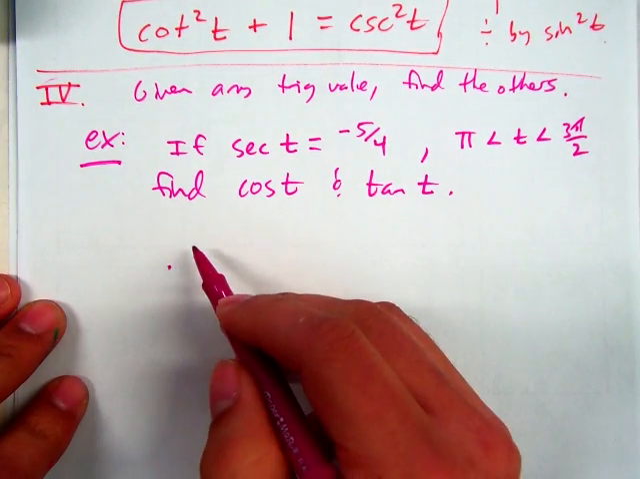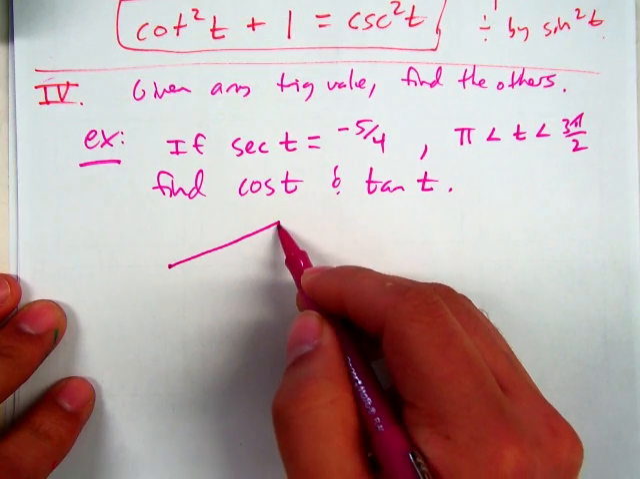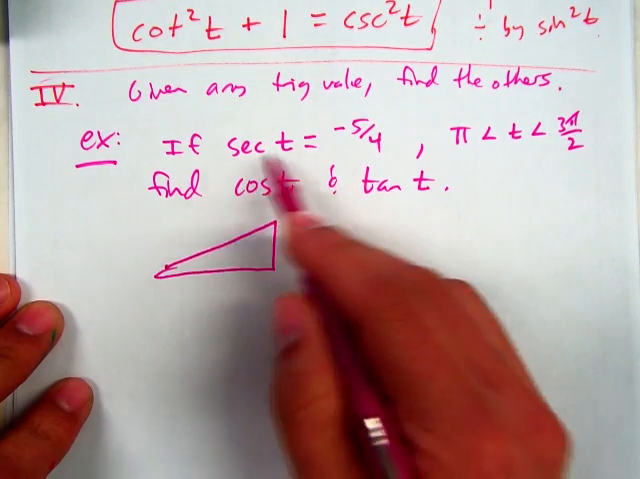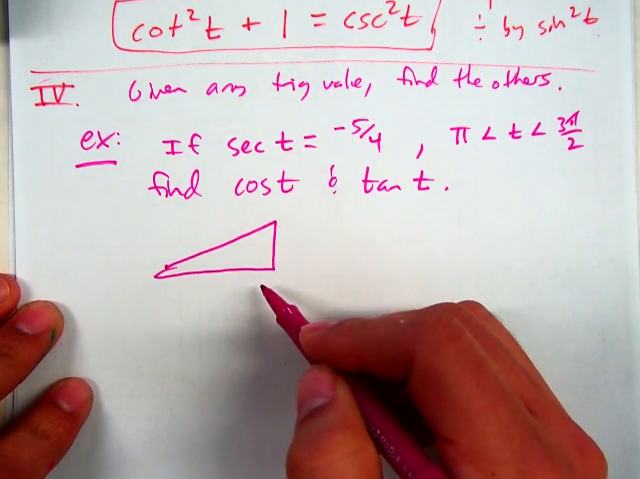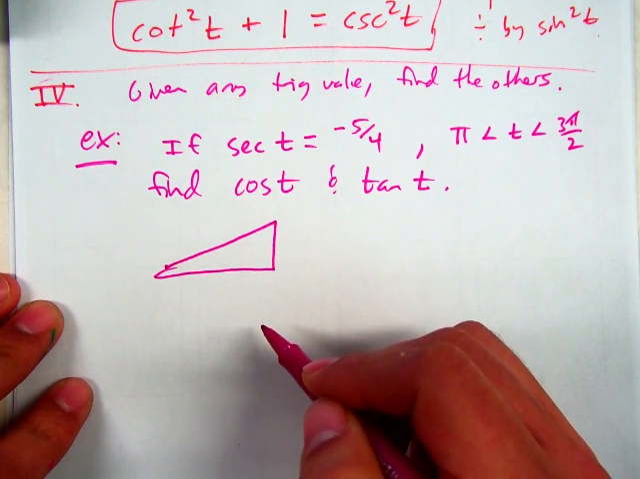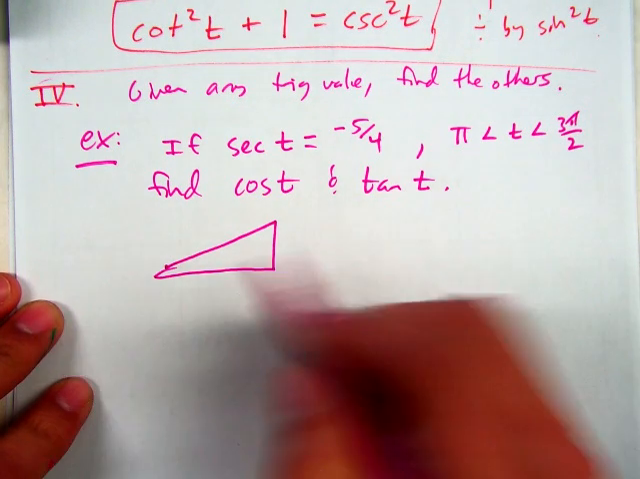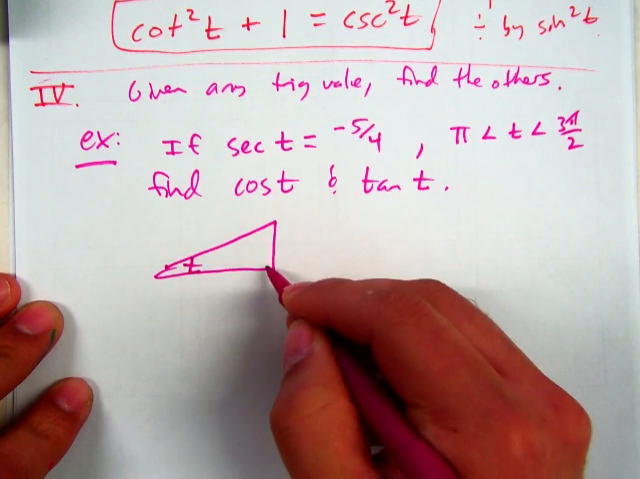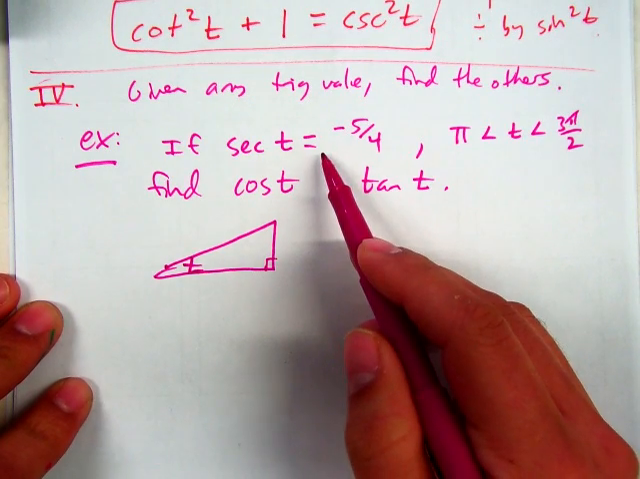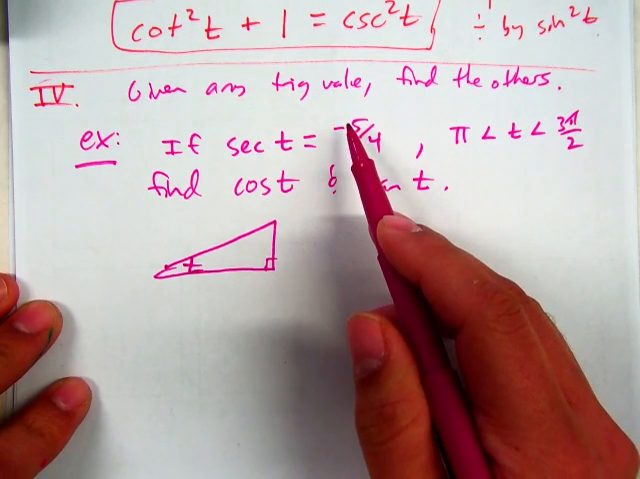Do you guys remember how I said, maybe you don't, but I'll remind you, anytime they tell you a trig value, you could always draw a triangle and label it, depending on what they've given you? So if I put angle t here, they told me that secant is negative 5 over 4.